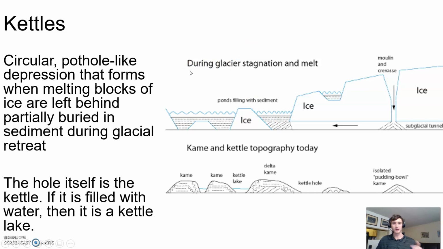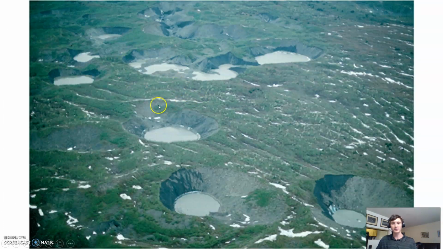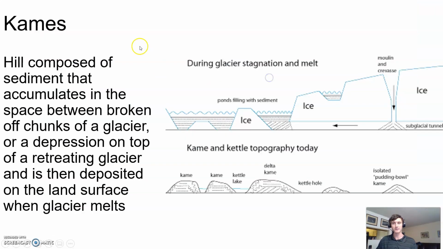These typically get filled with water later, not the original glacial water, but some sort of rainwater after the fact. It becomes a kettle lake. And this is what we're looking at here. These are not sinkholes. These are little kettle lakes that we're seeing, pothole type depressions as a result of glacial melt and break into these different ice chunks.